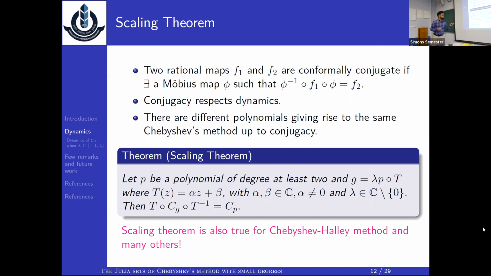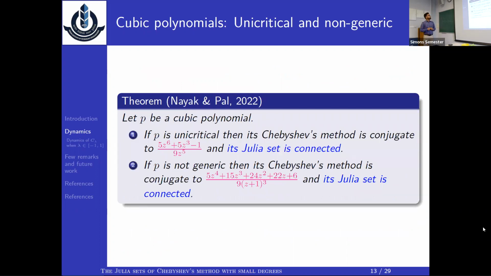Not only the Chebyshev method, but this class, the Chebyshev-Halley family, as well as the Conics method, as well as the Basic family, they all satisfy the scaling theorem. And the beauty of the scaling theorem is that it gives us an ample amount of simplification in considering the polynomial. Now we start the study of cubic polynomials. We start the study of CP applied to cubic polynomials.